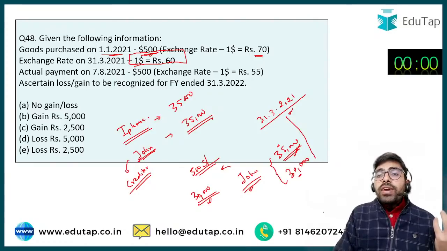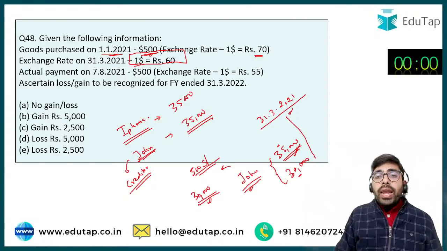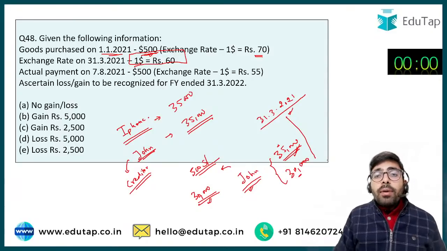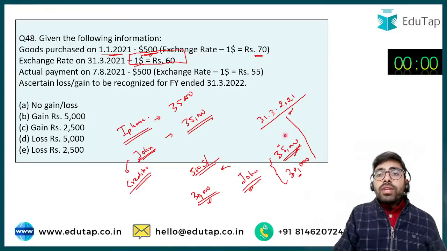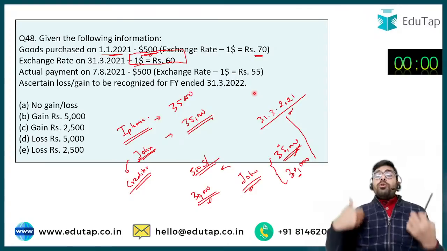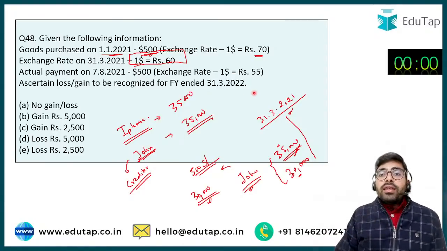Now this gain of 5,000 belongs to which financial year? Sir, it belongs to financial year ending 31st March 2021. But this question is asking about financial year ending 31st March 2022. So I would have to go to next year as well. It is not asking about 5,000, it is asking about next year. So let's go to next year.